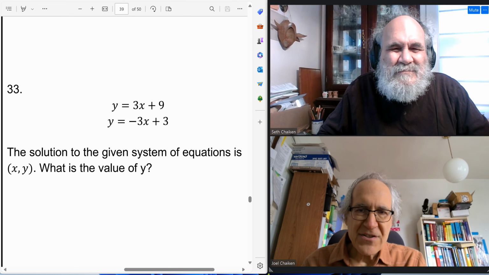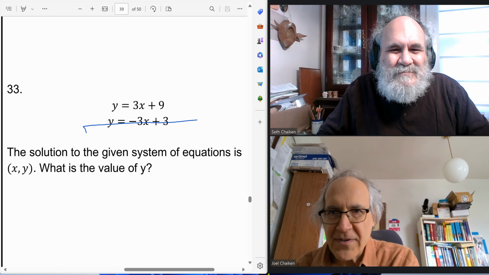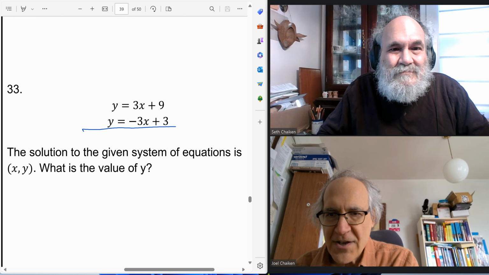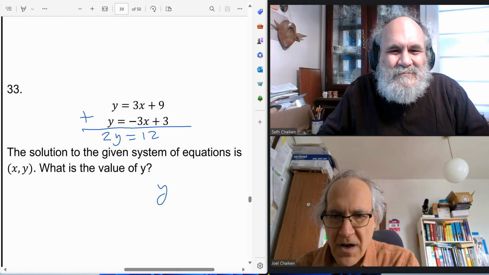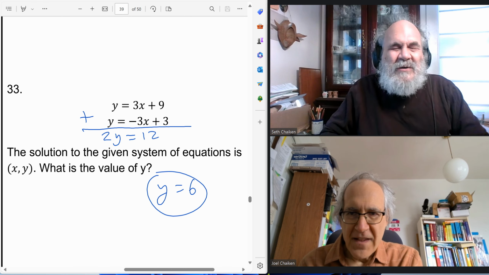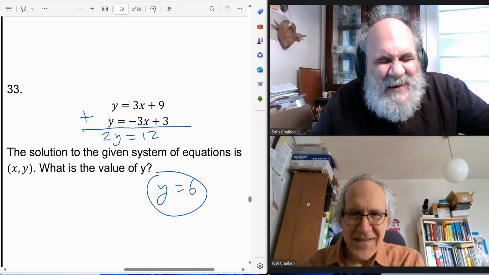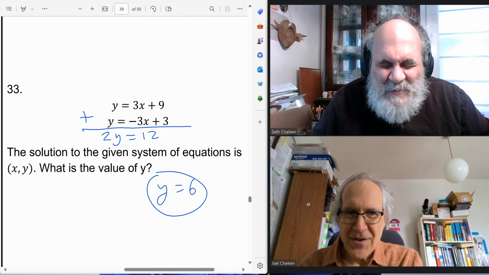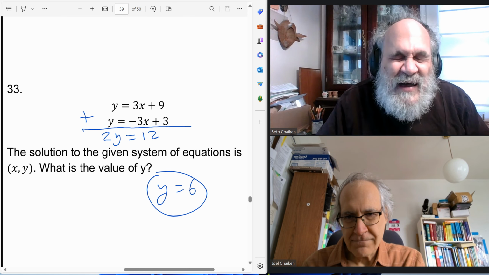So there are a few ways to do this, but the most obvious way is to solve for y by adding the equations, which you are allowed to do. And you get 2y is equal to 12, which means y is equal to 6. And that's it. Excellent. Yeah, that is really direct. Beautiful. Let's get rid of x.